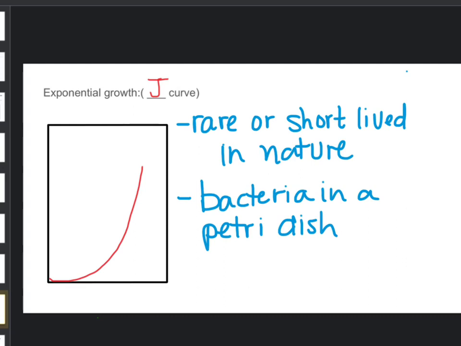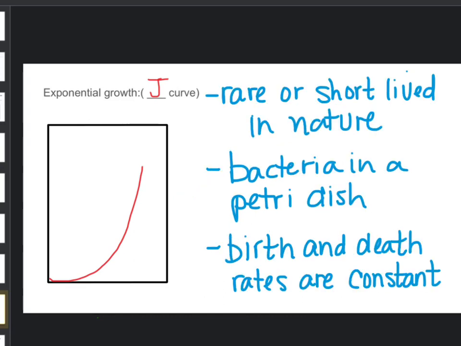It's the kind of thing we see with bacteria in a petri dish, and that was actually the example that was used, if you recall, in the simulation. Now, in J-curve growth, the birth and death rates don't ever change. So we just keep adding more and more individuals to the population. The birth and death rates remain constant. We continue to add individuals to the population, and boy, that total just keeps going up and up and up.